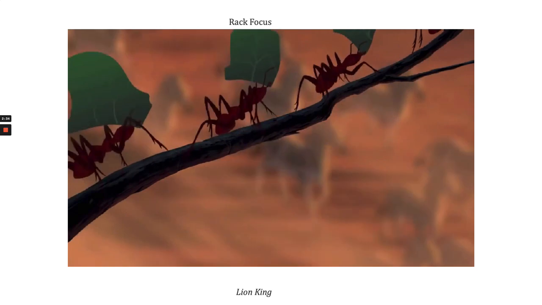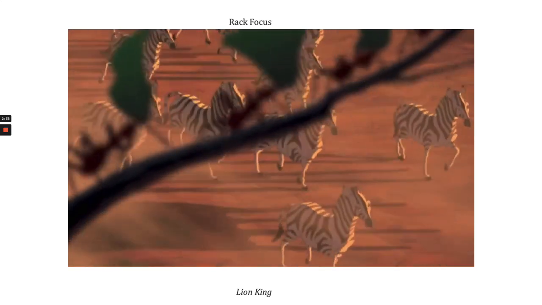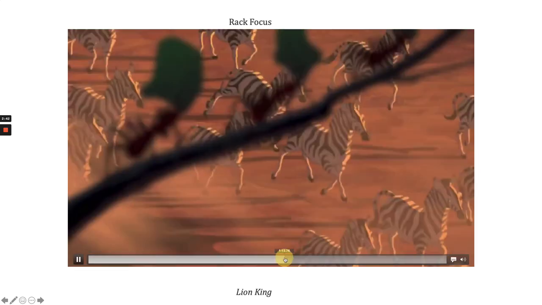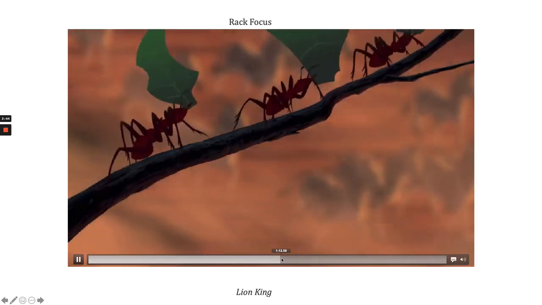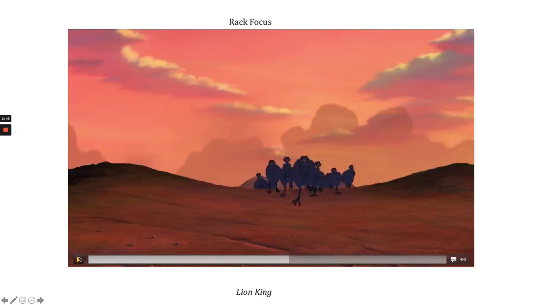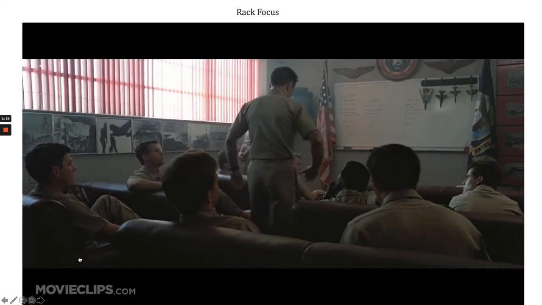Right here, rack focus. Foreground's in focus. Shifts to the background. That's a rack focus, right? So it focuses on the ants, and then it shifts its focus to the zebras. That's a rack focus, right? Changing the focus. And so just different techniques to think about, right? Here's another example. This one comes from Top Gun, the rack focus.